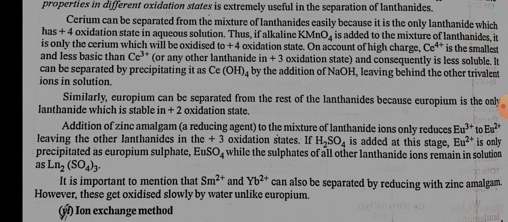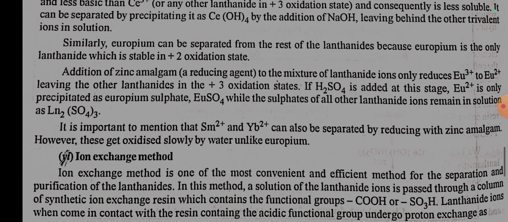Ce4+ is the smallest and less basic than Ce3+ or any other lanthanide in +3 oxidation state and consequently is less soluble. It can be separated by precipitating it as Ce(OH)4 by the addition of NaOH, leaving behind the other trivalent ions in solution.